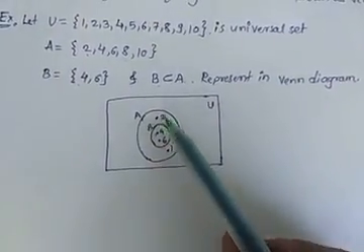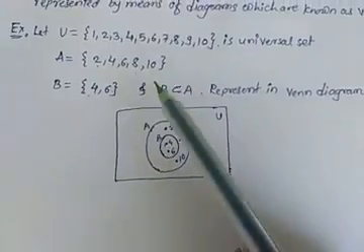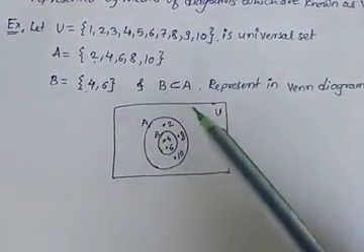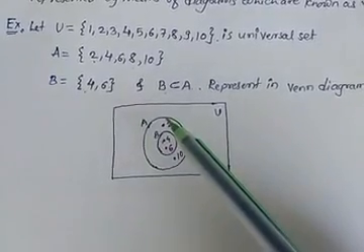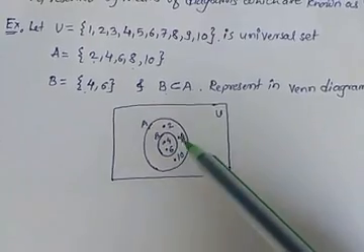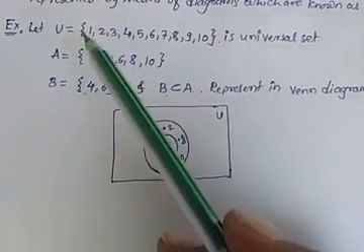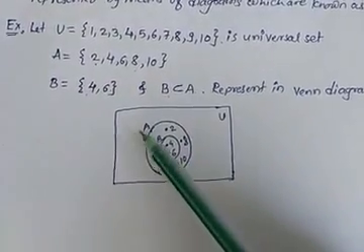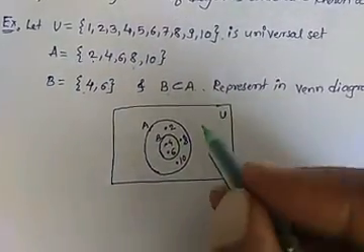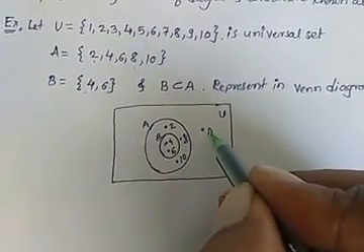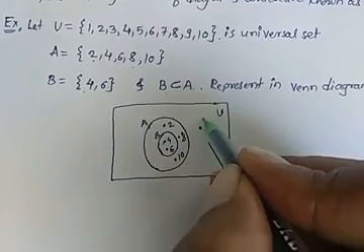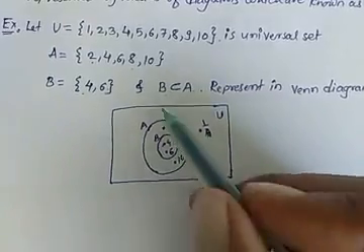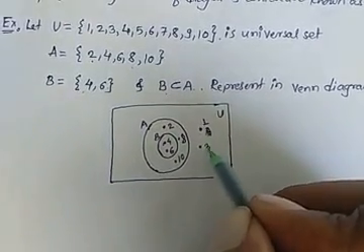Now the remaining elements from the universal set we have to represent outside of A. Now the remaining elements are from U. The first element is 1, which is not in A and also not in B, so we represent it outside. It is our first element 1. 2 is represented there, 3 is not there, so we represent 3.